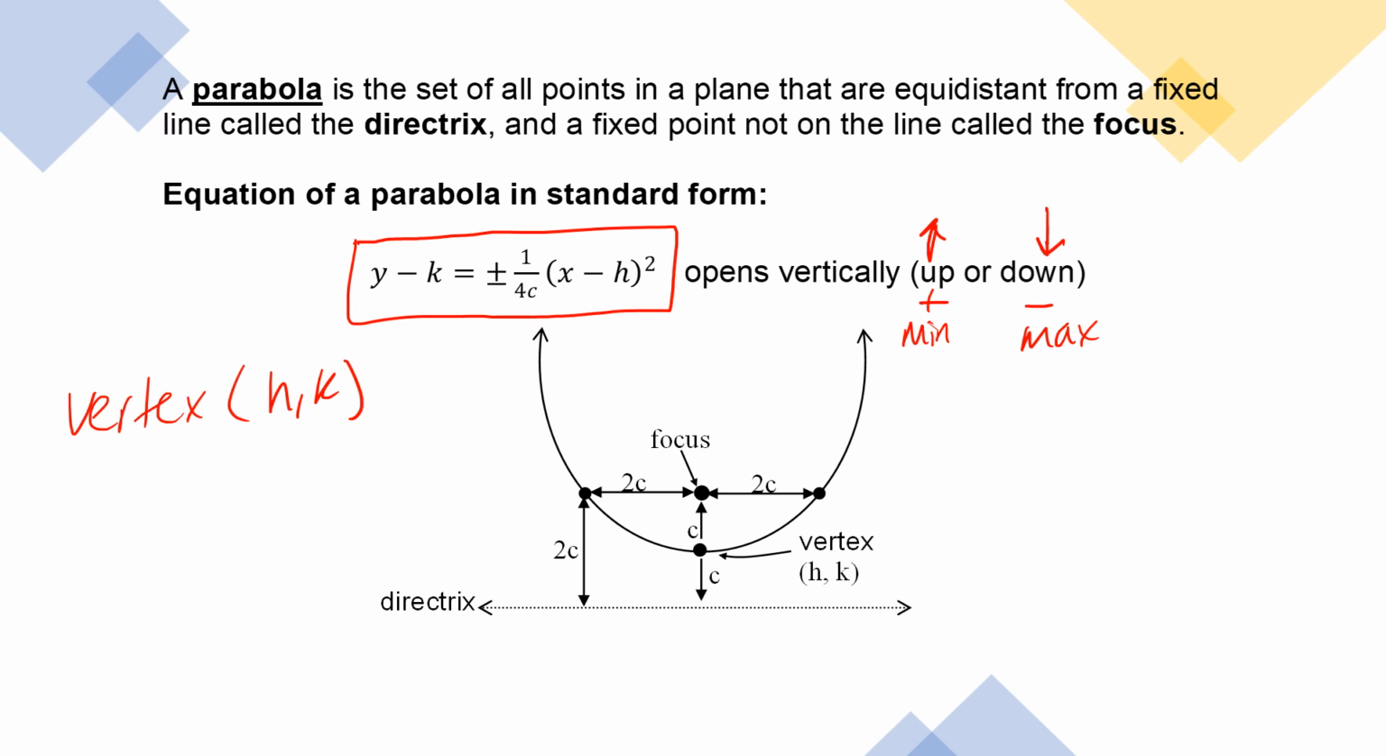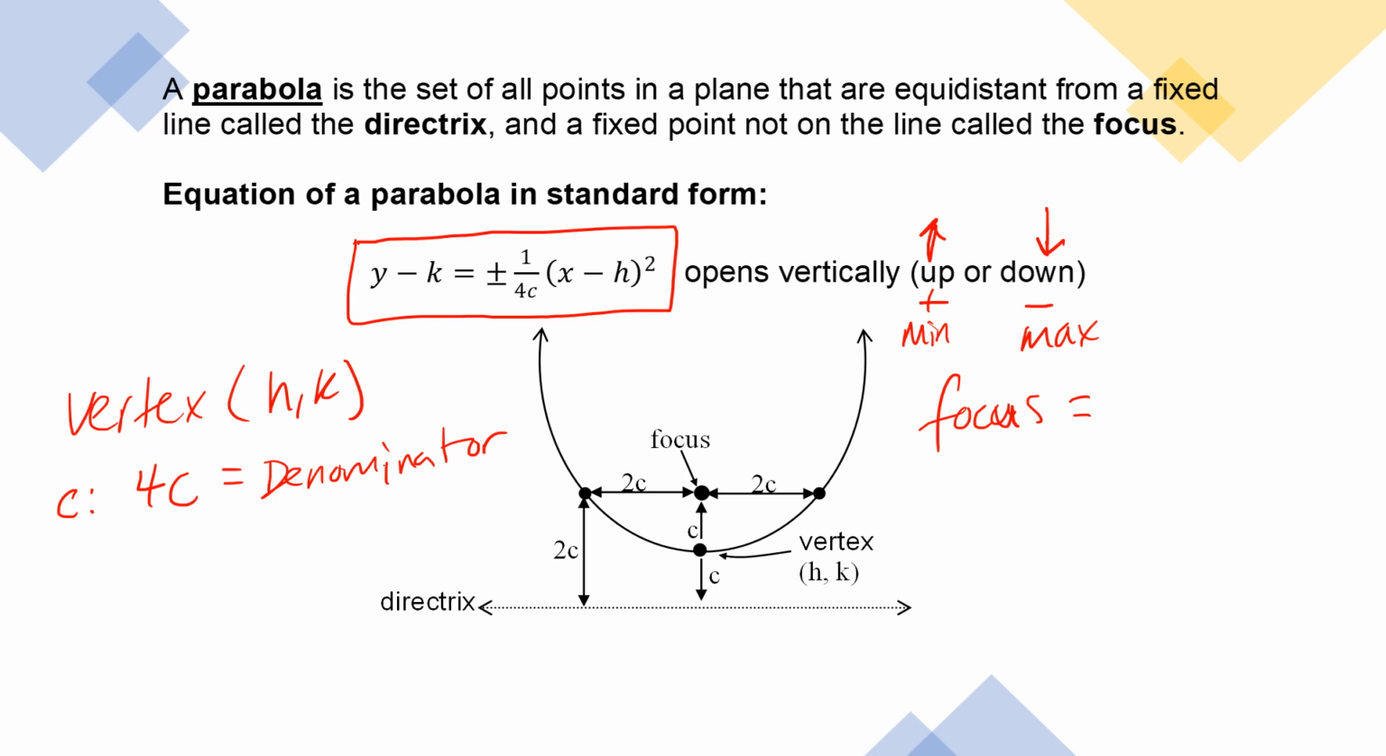Okay, then we're going to talk about how to find your focus. Well, before you find your focus, you need to find your c value. So this c right here in the denominator, we need to find the value of c. In order to find the value of c, you're going to take 4c and set it equal to your denominator. Meaning if there was no denominator there, then you would take 4c and set it equal to 1. If there is, you're going to set it equal to the denominator value. Once you have your c, then now you can find your focus, because you cannot find your focus and your directrix without your c.